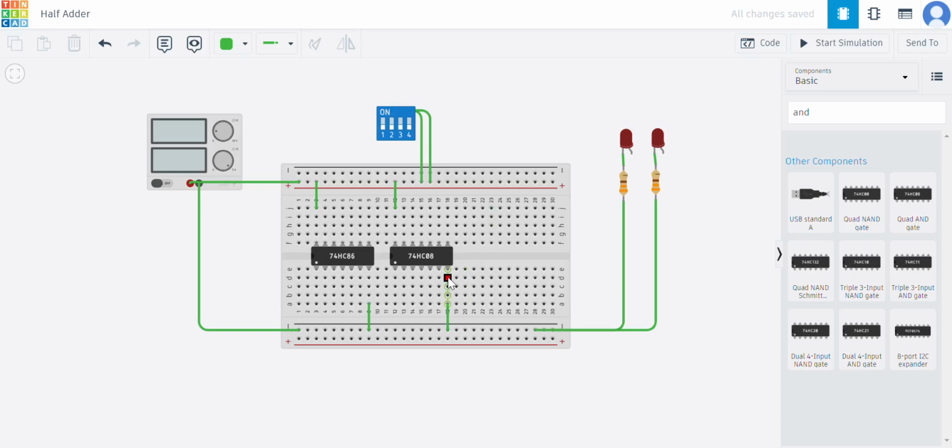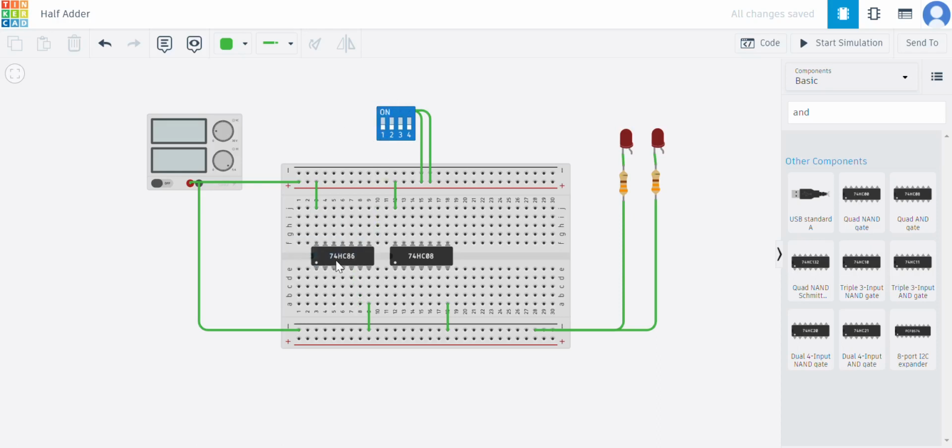Similarly, all these green circles are the same points. So even if I connect this point to the negative terminal or this point to the negative terminal, it means one and the same. Now we have given power to both the ICs and we have also grounded them. And now we need to take inputs here.